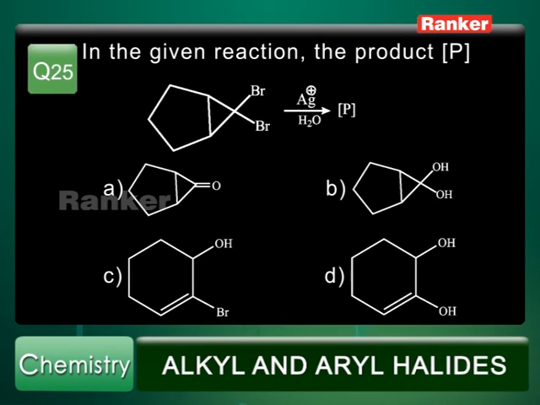In the given reaction, the product P is a 5-membered cyclopentane attached with again a bicyclo ring, that is cyclopropane, with 2 bromines, which on treatment with the silver cation in presence of water, product P is formed. Answers are given: a cycloketone and a dihydroxy compound, option B. Option C is a cycloene with an ol. Option D is a diol with an ene.